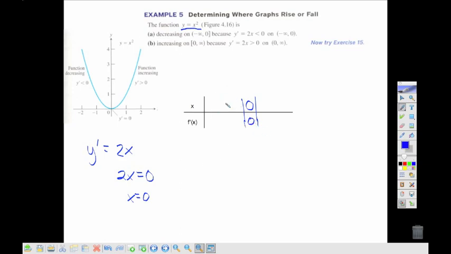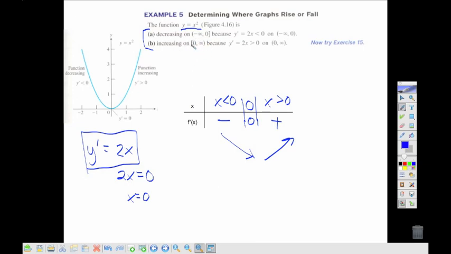Now, if I look at anything less than 0 and I plug that into my derivative, we'll notice that we always get a negative value. If I plug in a positive value, anything greater than 0, I'm always going to get a positive value. So we're looking at intervals here, x less than 0 and x greater than 0, and we see that we are decreasing on this side, increasing on this side. And so we'll interpret that as we've got it here. We're decreasing from negative infinity to 0 and increasing from 0 to infinity.